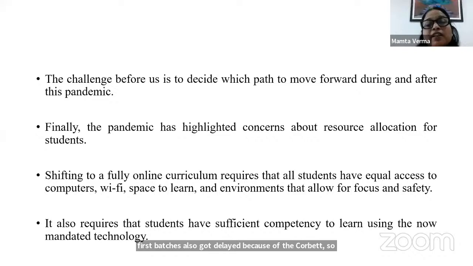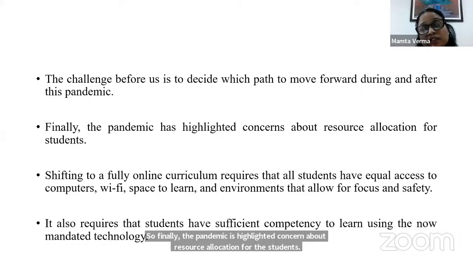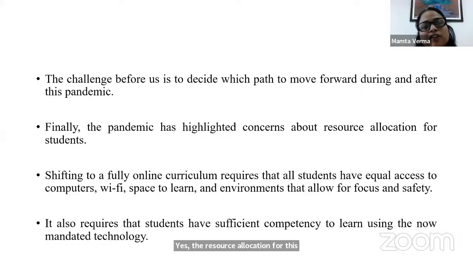So finally, the pandemic has highlighted concern about resource allocation for the students. Yes, we have restructured our teaching-learning style based on online methods. Shifting to a fully online curriculum requires that all students have equal access to computers, Wi-Fi, space to learn, and an environment that allows for focus and safety. It also requires that students have sufficient competency to learn using the now mandated technology.